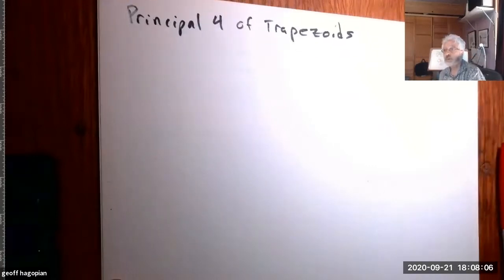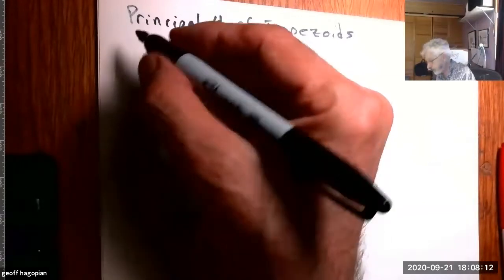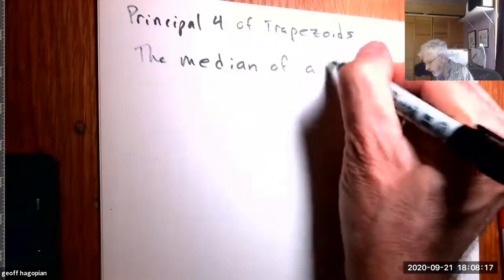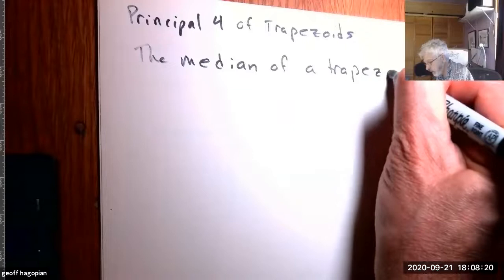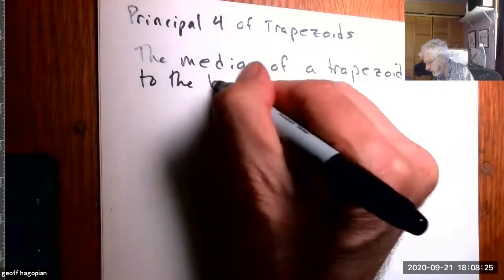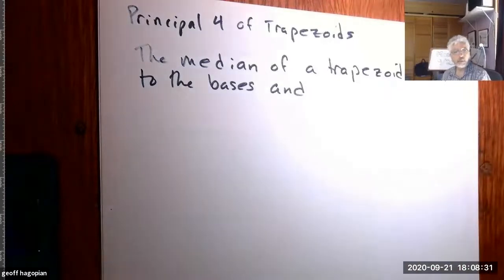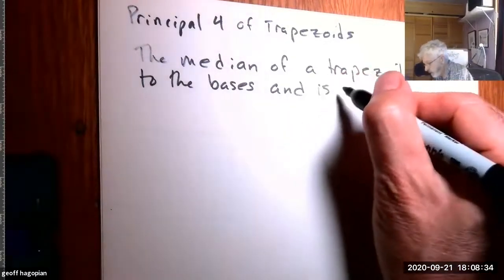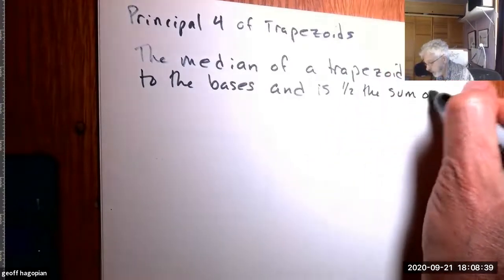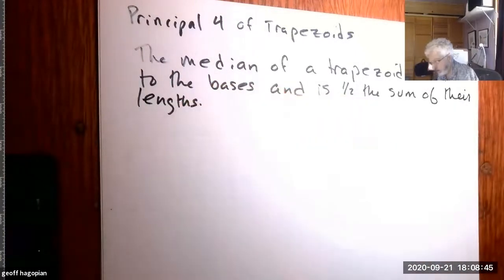So principle 4 of trapezoids: the median of a trapezoid is parallel to the bases and is 1/2 the sum of their lengths. Okay, so we need to make a proper diagram for this.